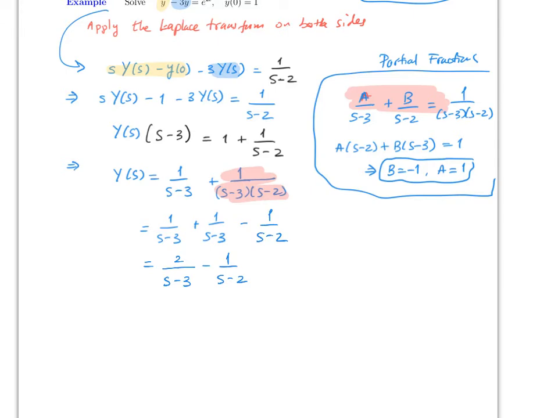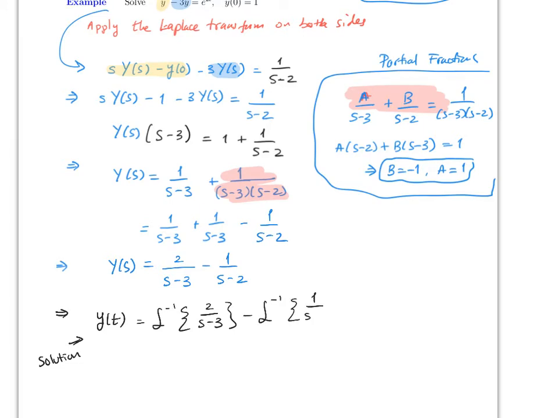So therefore, this is what we have so far. The Laplace transform of y is equal to this. Now, y is the solution of the differential equation. So from here, y of t, which will be the solution, is going to be the inverse Laplace transform of 2 divided by s minus 3, minus the inverse Laplace transform of 1 over s minus 2.